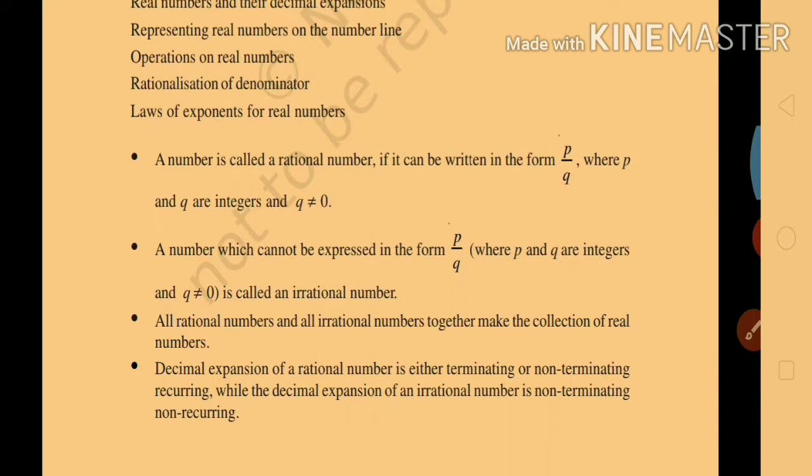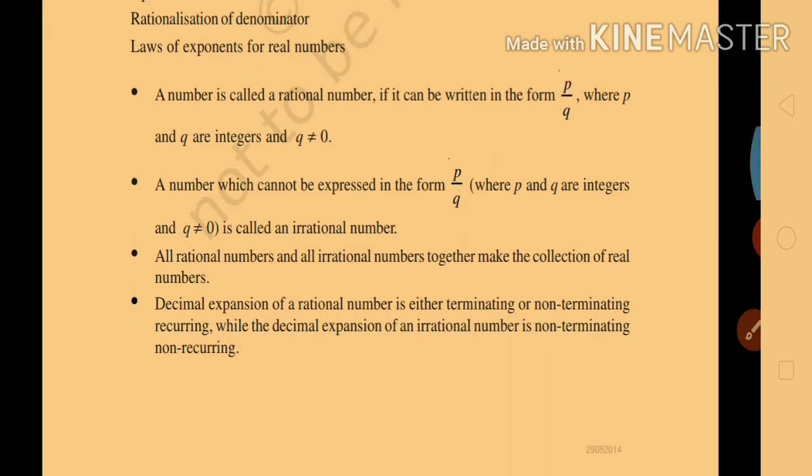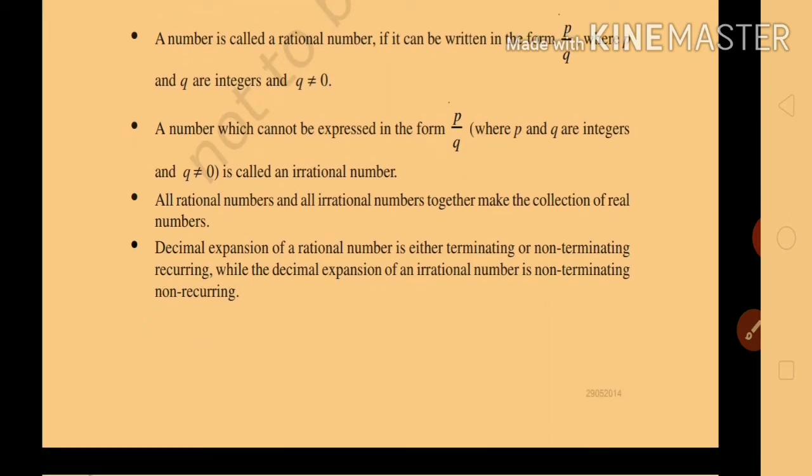At first, the definitions of rational and irrational number. A number is called a rational number if it can be represented in p by q form, where q should be non-zero. And a number that cannot be represented as p by q is called an irrational number. So all the rational and irrational numbers collectively are called the real numbers.